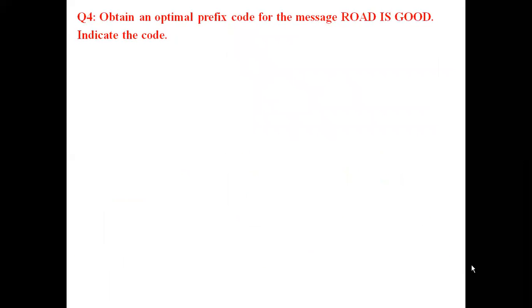We'll see one last problem. To write down the optimal prefix code for the message, "road is good." So a message is being given to you. For this message, we have to write down the optimal prefix code, and finally we need to indicate the code for the given message. So let's see the solution.